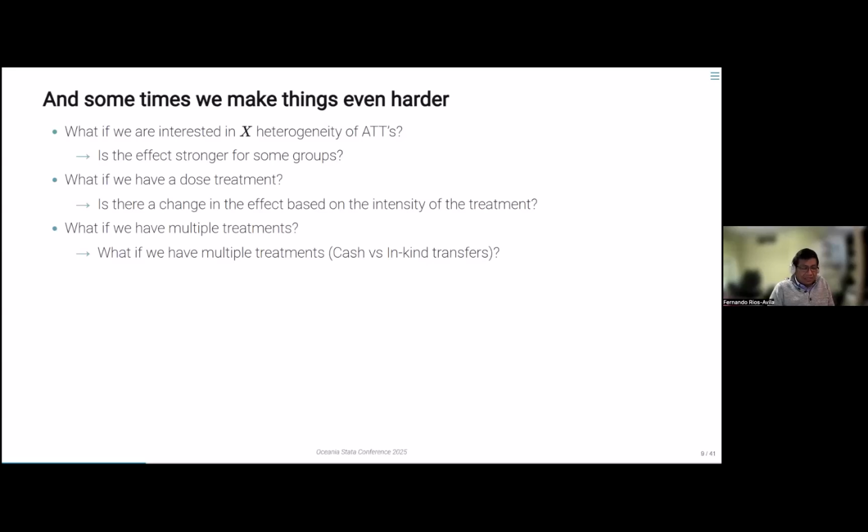And something else that usually comes up as a question is, what if people are receiving full treatment, but they are just receiving different kinds of treatment? One group may be receiving a cash transfer, another may be receiving the same kind of treatment, but in terms of an in-kind transfer. Which one has the stronger impact?